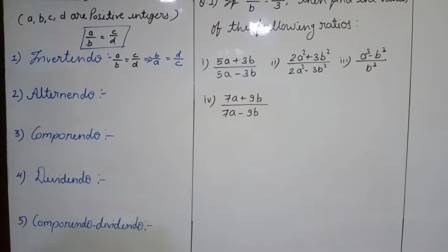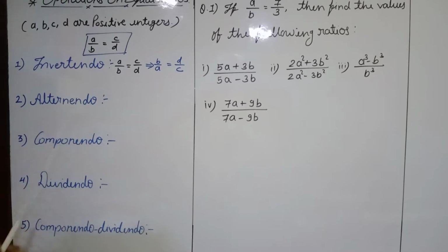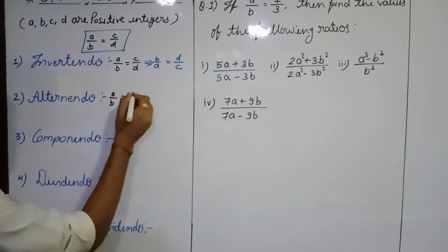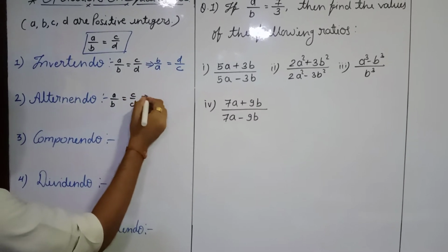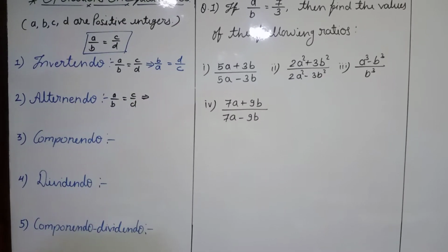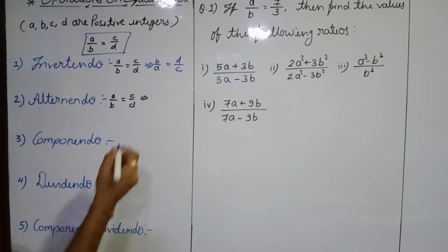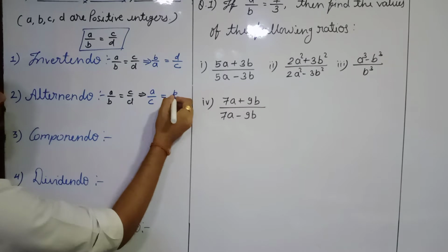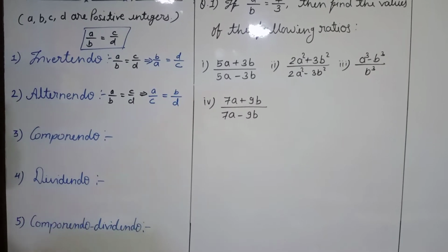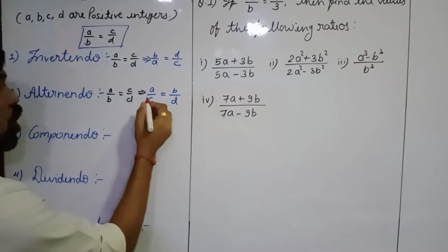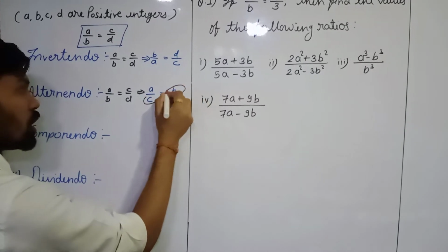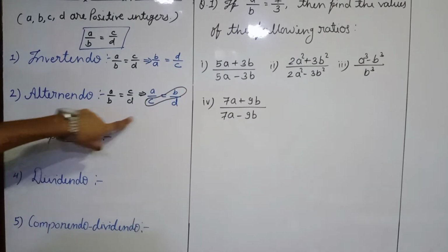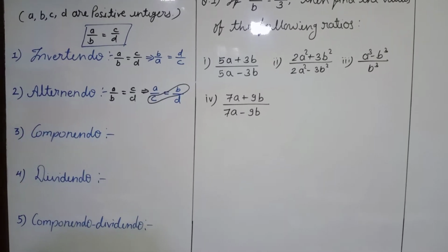The next one is alternando. If we have A upon B is equal to C upon D, what change can we make by using alternando? We can write A upon C is equal to B upon D, meaning the denominator of the first will become the numerator of the second. Yes, this change we can make by using alternando.